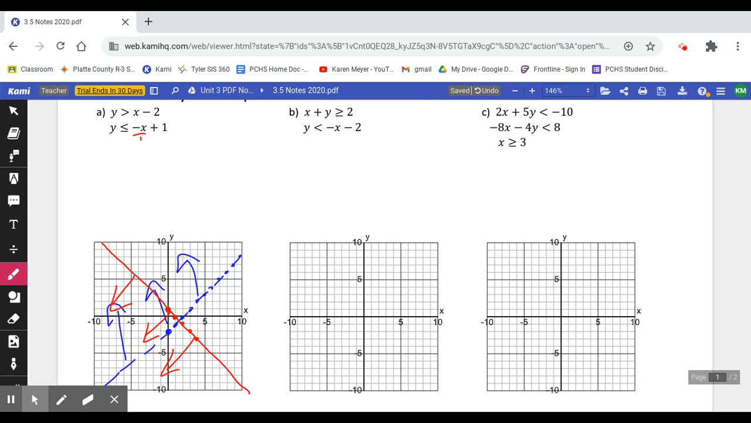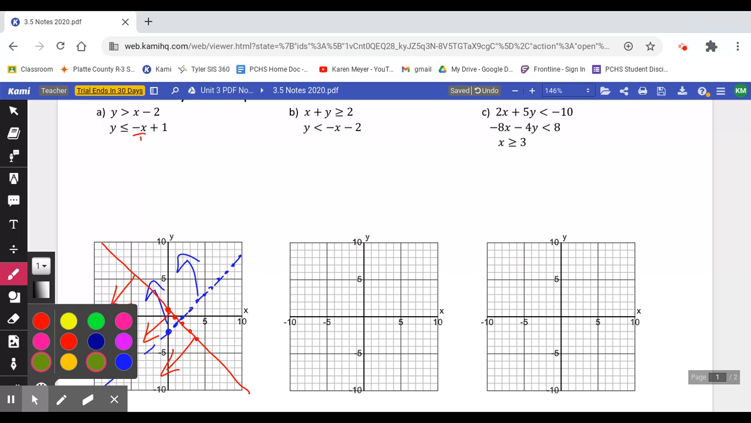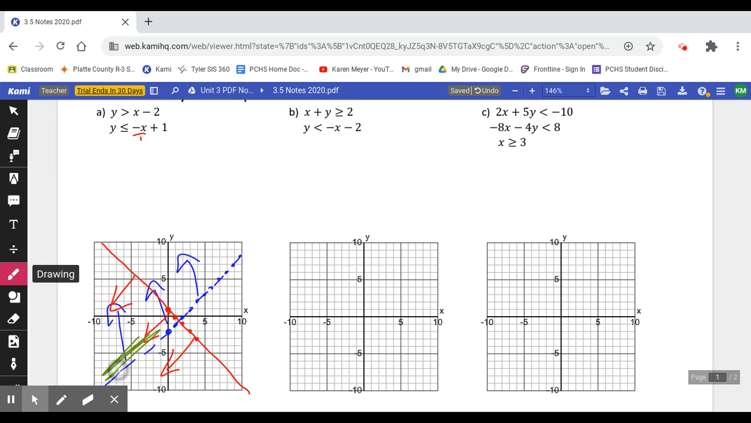So my lines cross, it kind of looks like an X. So what section would our two shadings overlap? And so hopefully everybody is going to say that the two shadings overlap over here on the left side of my X.